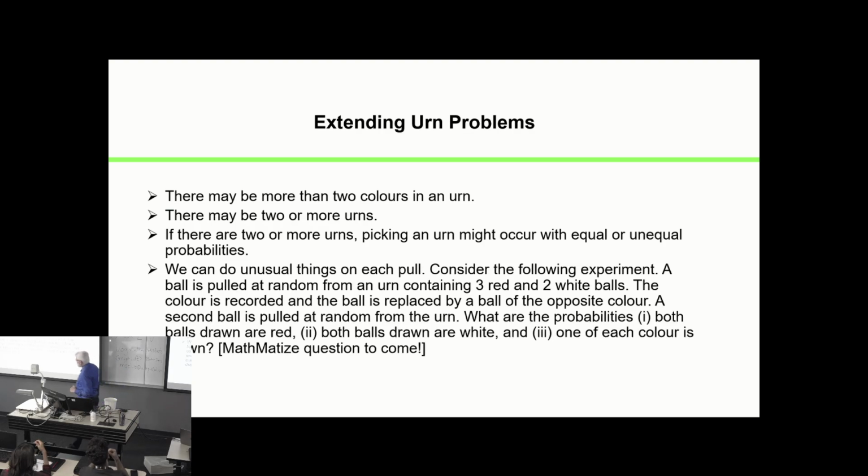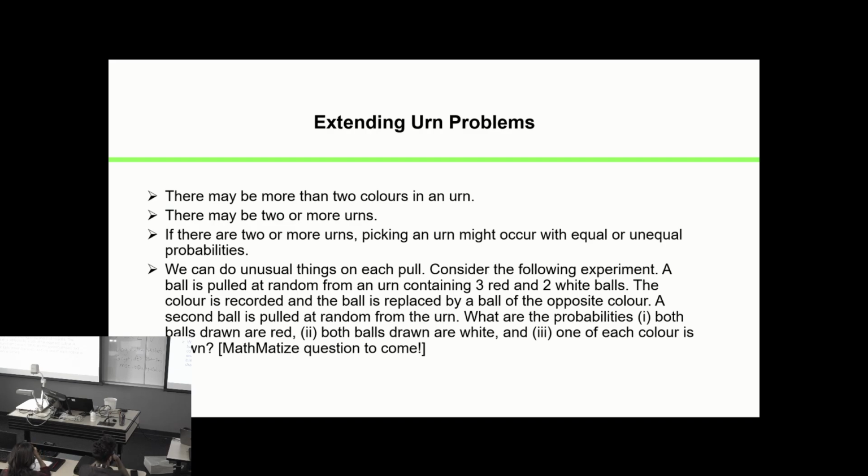And we can do unusual things on each pull. So here's an example of a kind of unusual thing. Consider the following experiment. A ball is pulled at random from an urn containing 3 red and 2 white balls. The ball is recorded, and the ball is replaced by a ball of the opposite color.